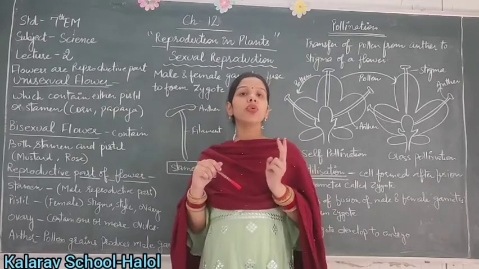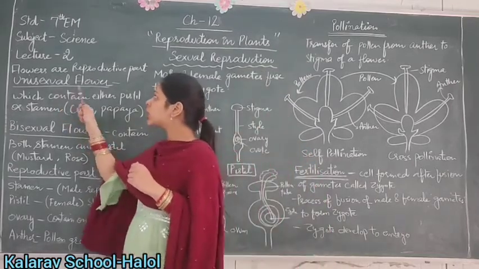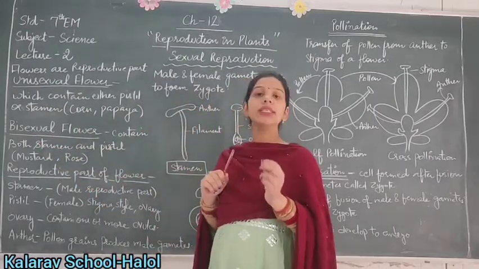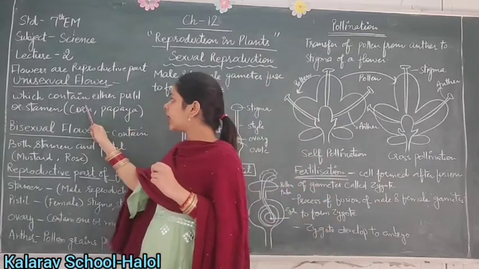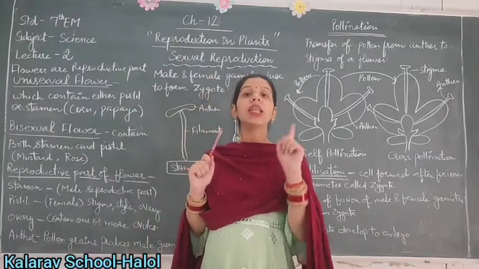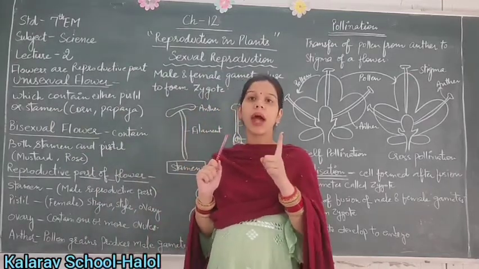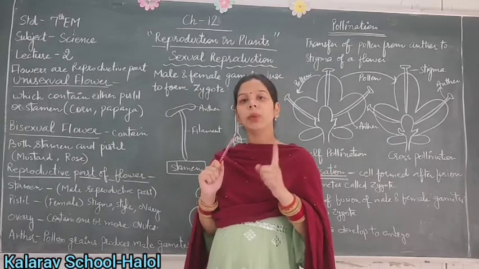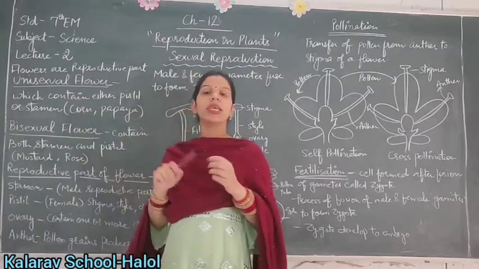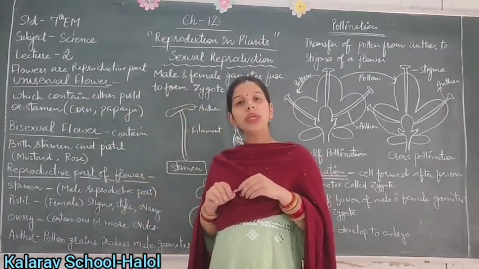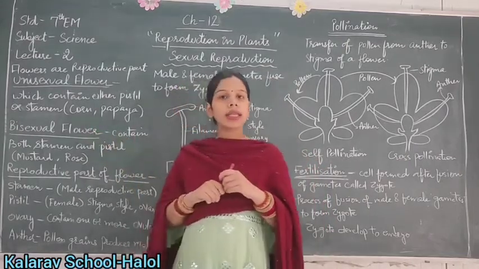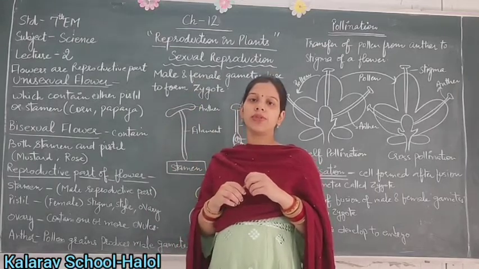Flowers are of two types. Number one, unisexual flower, and number two, bisexual flower. Unisexual flowers contain either pistil or stamen, which means uni means one, only one part which can take part in reproduction. These are the flowers which are called unisexual flowers. For example, corn and papaya have unisexual flowers.